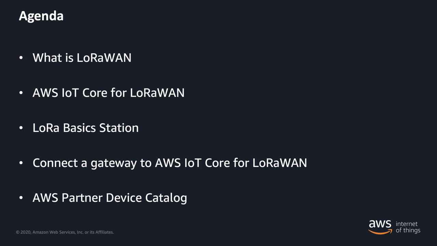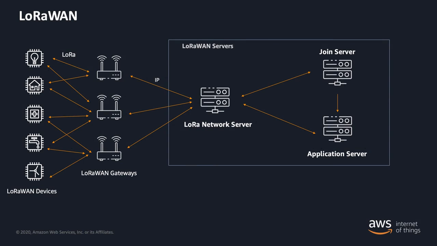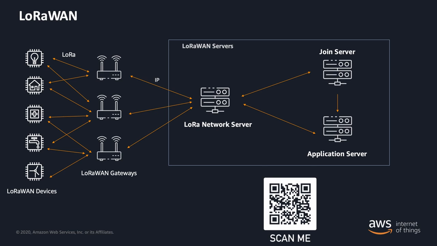Let's get started. LoRaWAN is a low-power wide area networking protocol designed to wirelessly connect battery-operated things to the internet. The LoRaWAN network architecture is deployed in a Star of Stars topology, in which gateways relay messages between end devices and a central network server. The gateways are connected to the network server via standard IP connections and act as a transparent bridge, simply converting RF packets to IP packets and vice versa.